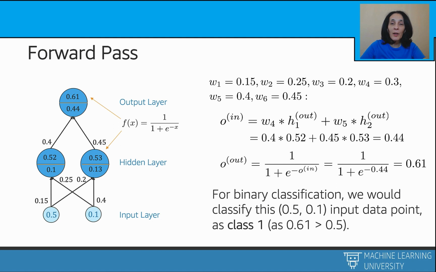Now, if the true class of your input data point, which is 0.5, 0.1, is indeed 1, we were very lucky, right, and built a very good neural network in the first try. Most of the time, however, the first model or the first neural network we build might not get the class prediction right, that is.